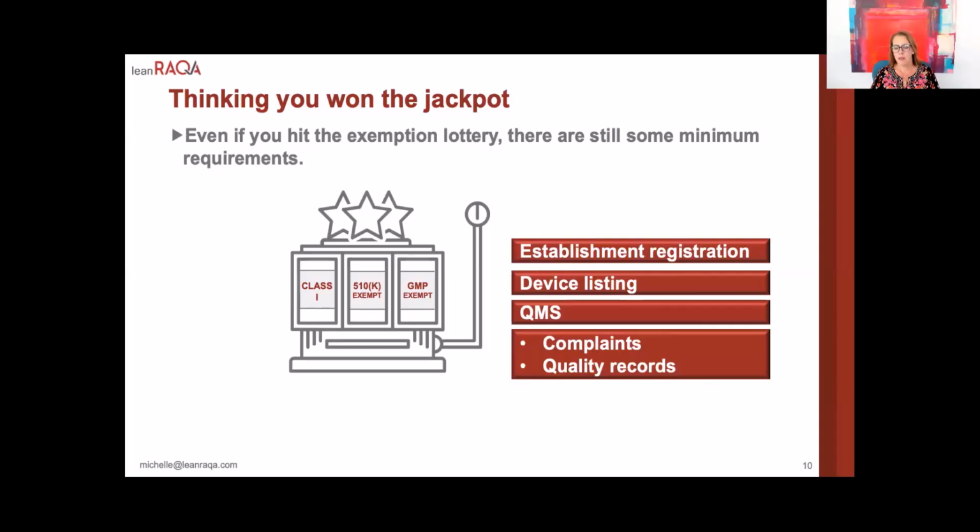In addition, they have to have a very basic quality management system. This is the only set of requirements and exemptions where you're exempt from most of the quality system regulation, that's 21 CFR 820. For these products, you still have to have a complaint procedure and a quality record procedure regardless.